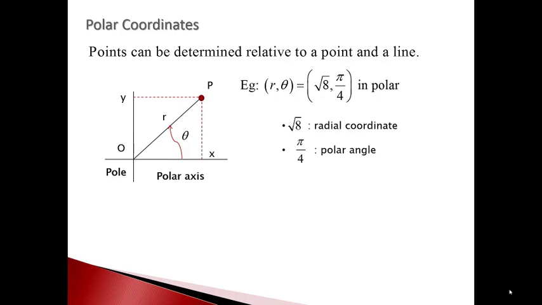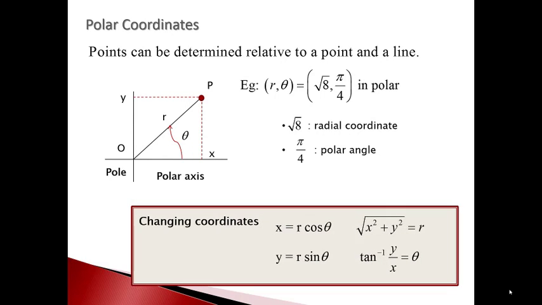The polar angle is considered positive if measured counterclockwise from the polar axis, and negative if measured clockwise. There is a simple trigonometric relationship linking polar and rectangular coordinates.